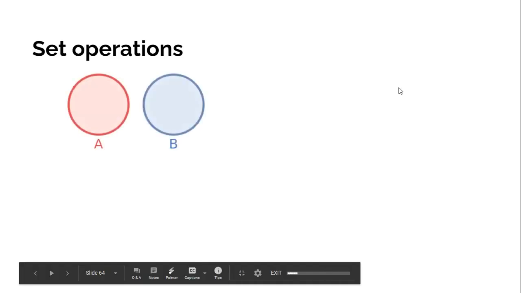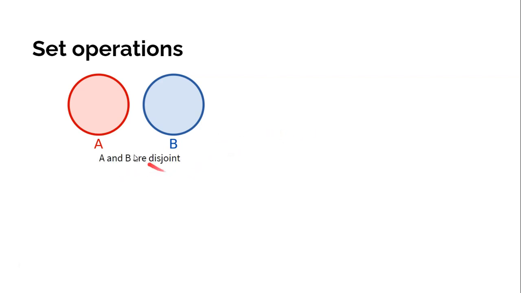So next is set operations. So what are set operations? Set operations are those operations which basically perform between two sets. Suppose that the first set operation is, suppose that we have two sets A and B. If there is no element common in these two sets, then we will say that set A and B are disjoint.